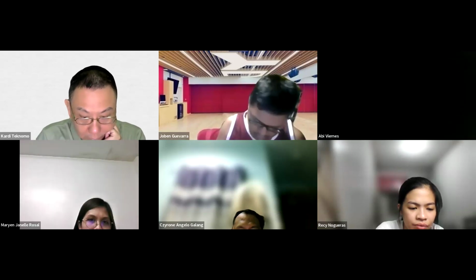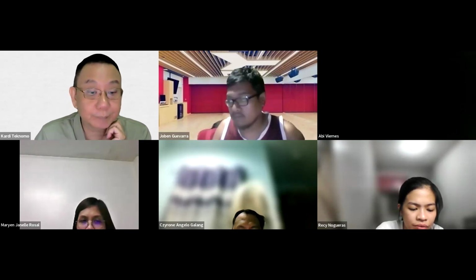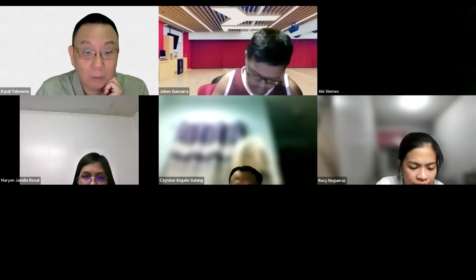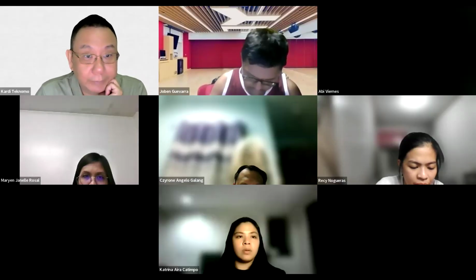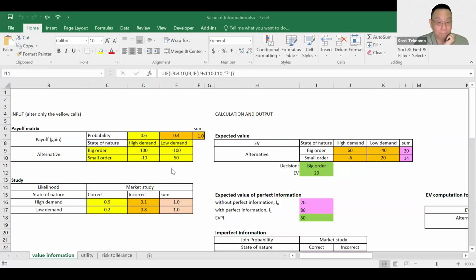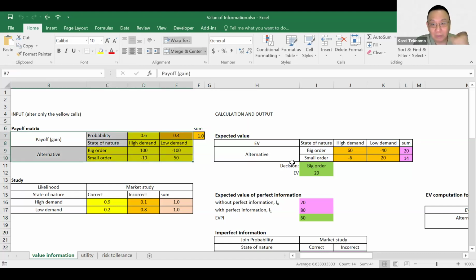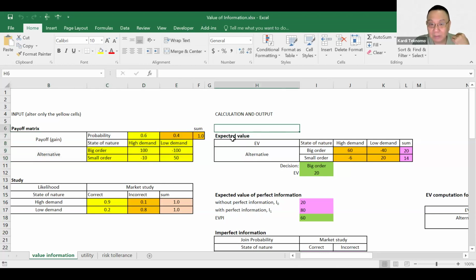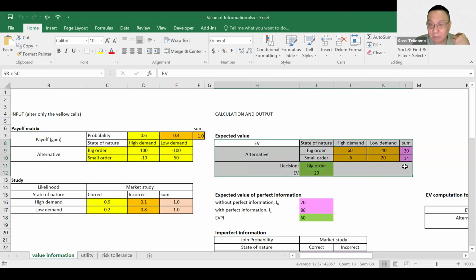Okay, now let me show you my Excel. So these are the values that we have. The one in yellow is the input. This is what we just discussed a while ago. And then this is the EV, the expected value.